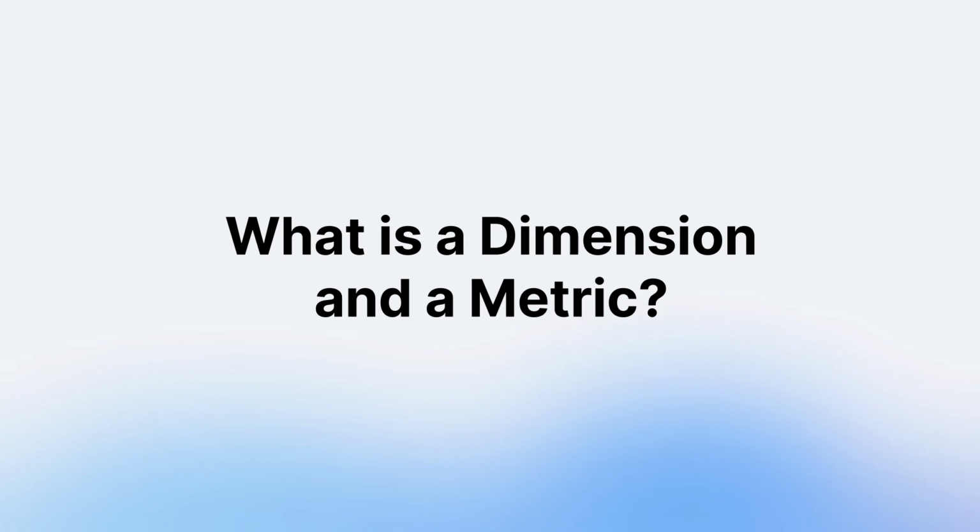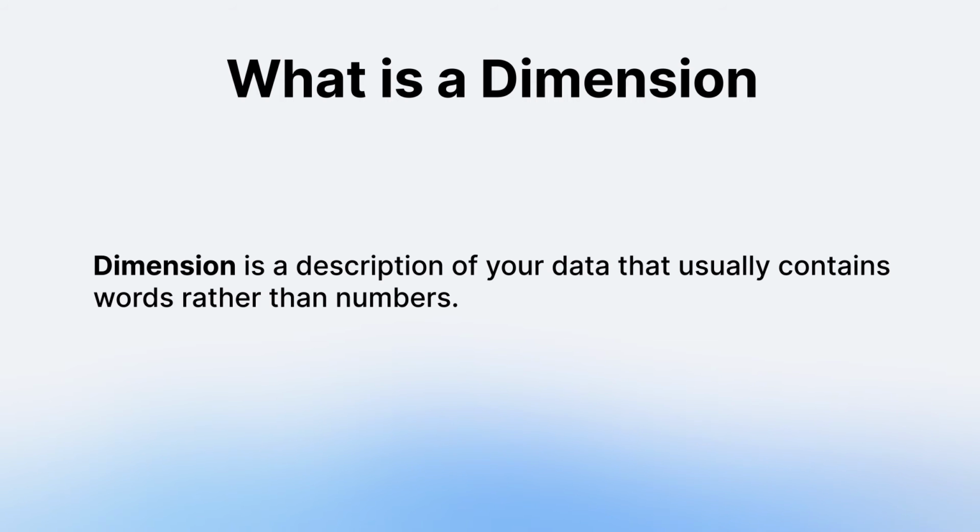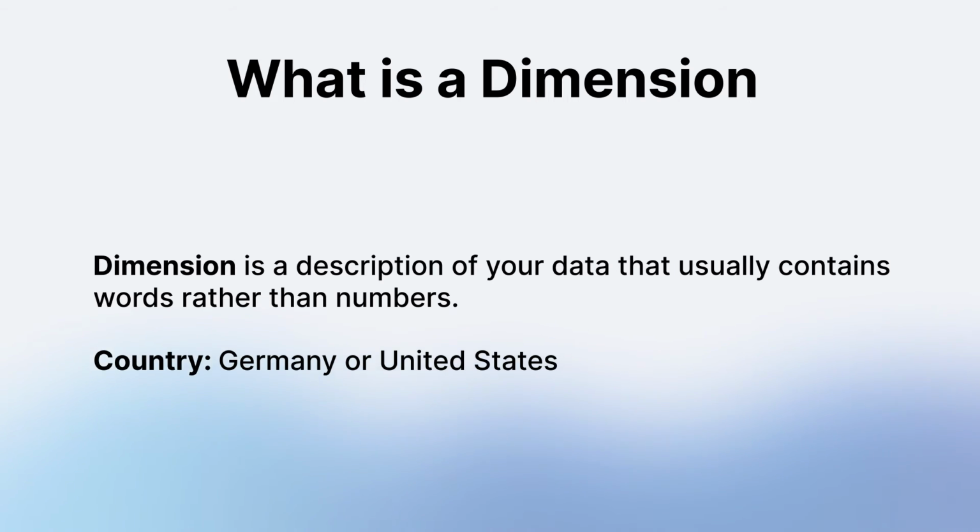Next two terms are dimension and metric. Both are two sides of the same coin. You almost cannot talk about one without the other. What is a dimension? A dimension is a description of your data that usually contains words rather than numbers. For example, a dimension called country, which will describe the visitor's location from which they were browsing your website. More specifically, dimension country could have values such as Germany or United States or some other country name.